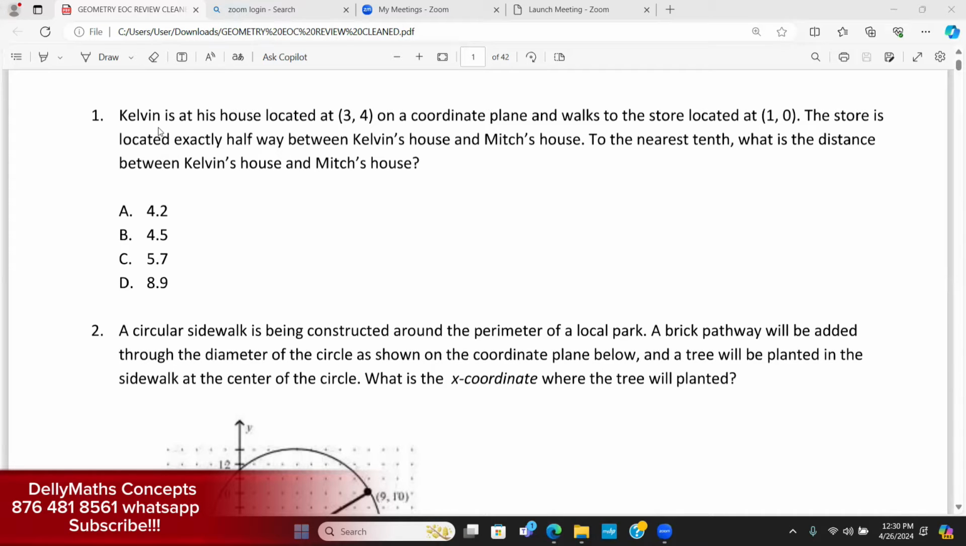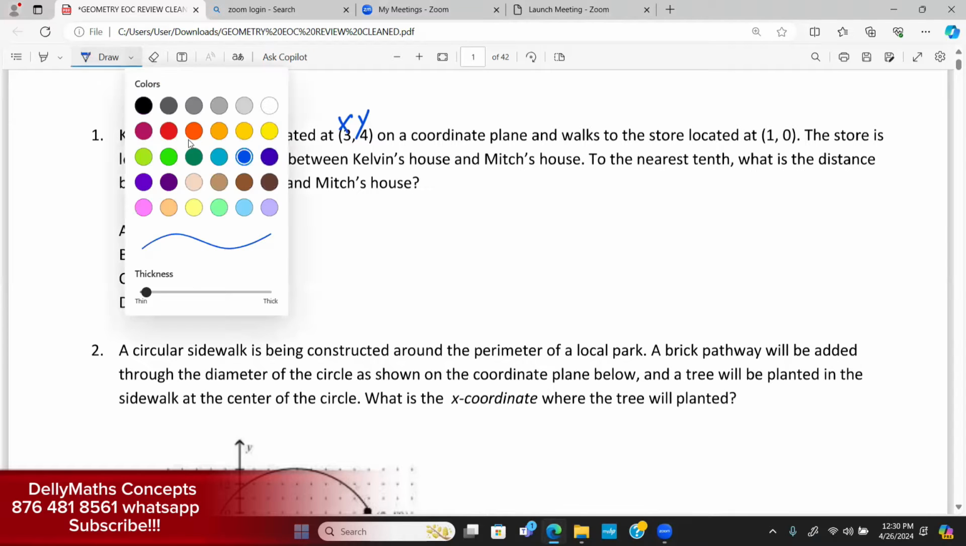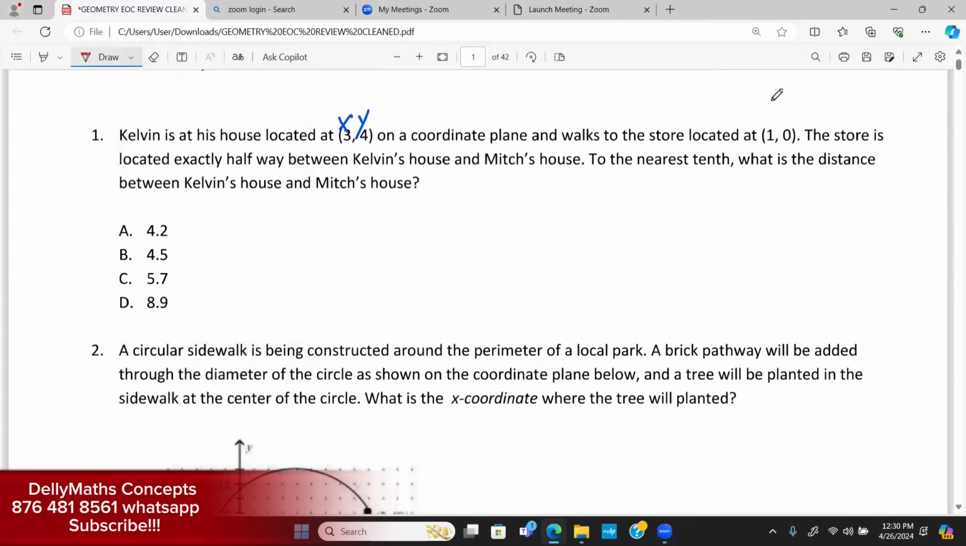Question one says, Kelvin is at his house at 3, 4, and that's a coordinate. This is x, this is y. So it's at 3, 4 on a coordinate plane, and he walked to a store.